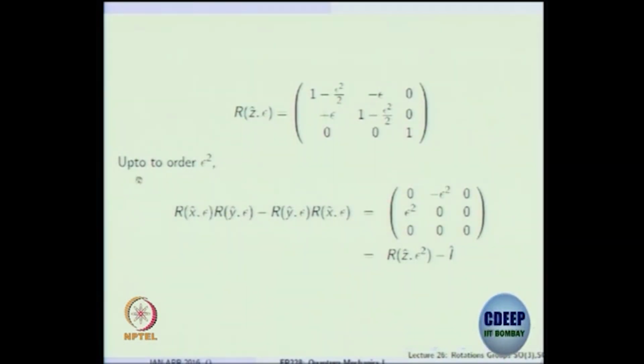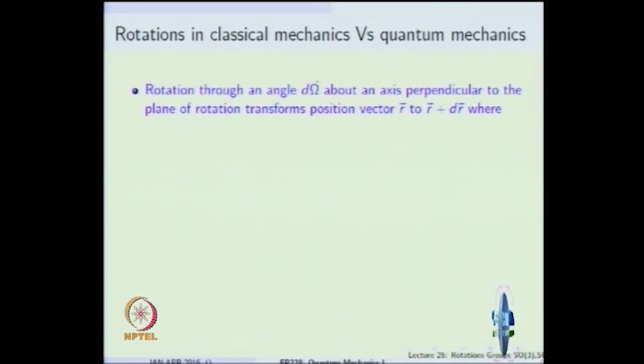They do not commute if you keep up to order epsilon squared, and the commutator has a unique form. In fact, we will see from here that the generators which are responsible for rotations are the angular momentum, and you can show that the angular momentum commutator algebra exactly reproduces this relation. What is the commutator relation? L_x, L_y has to be i h-bar L_z, and you can get that out of this.